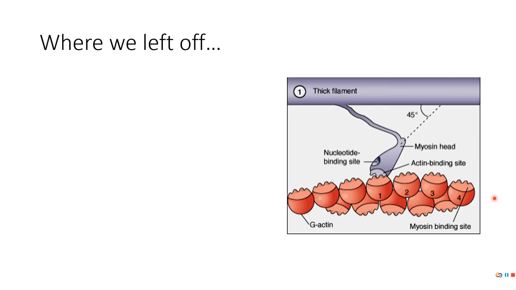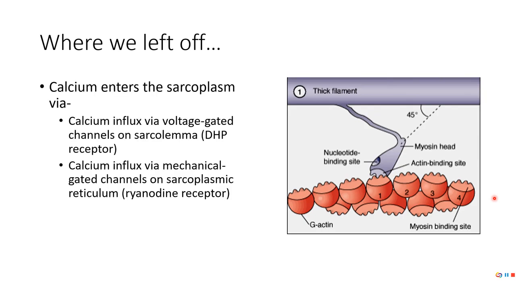Remember, calcium entered the sarcoplasm, which allows actin and myosin to bind together tightly. When a myosin head is bound to an actin fiber, we call this a cross bridge. In order for a muscle to contract, myosin is going to have to pull actin, detach from actin, reattach to actin, pull actin, and repeat this process over and over. In order for this to happen, we need ATP.